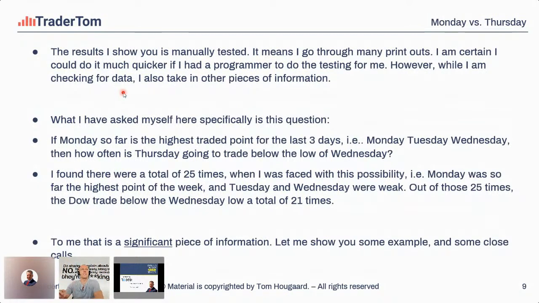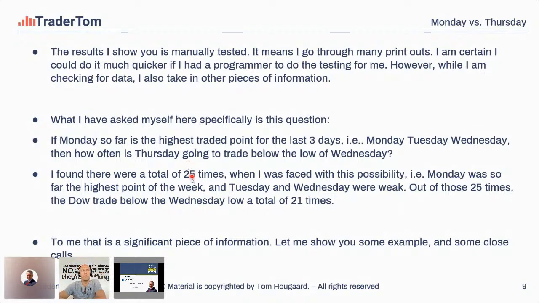So what I have asked myself here is, if Monday so far is the highest traded point for the last 3 days, i.e. Monday, Tuesday, and Wednesday, then how often is Thursday going to trade below the low of Wednesday? Let me rephrase that. Imagine that you're preparing for trading in the Dow Jones Index, or the American stock indices, on a Thursday morning. And you see that the high of the week so far is Monday. How often can you expect continuation of that weakness that has been seen during Tuesday and Wednesday on the Thursday?